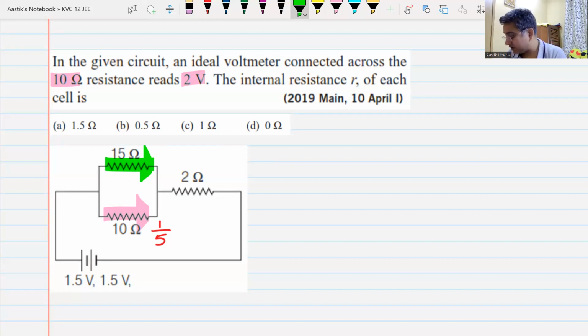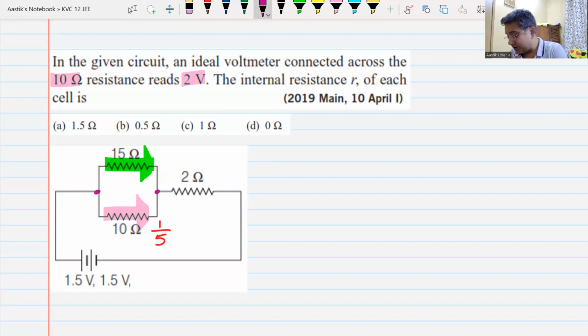How did you get 3 volt, beta? How are these two resistors connected, beta? Parallel, sir. Okay, thank God. So if the voltage drop across the 10 ohm is 2 volt, what is the voltage drop across the 15 ohm? 2 volt only. So the potential drop is the same because they are in parallel. Do we remember this? In parallel, potential drop is the same.